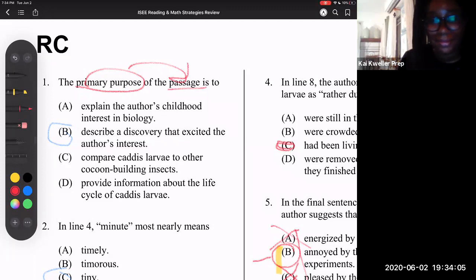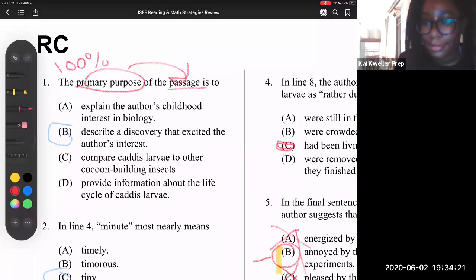You don't want to pick an answer choice that only gives you a paragraph, okay? So the primary purpose, so in front of the word primary, Kai, can you write the word 100%? The 100% primary purpose of the passage is to, thank you, Jerry. Good, London, A+. Okay? You have to do it. And then you have to make sure, now let's look at number 2.